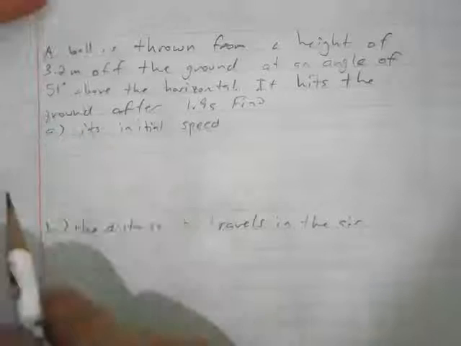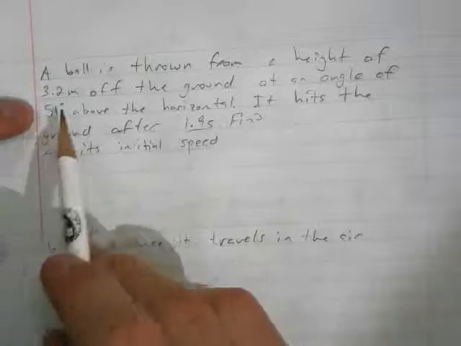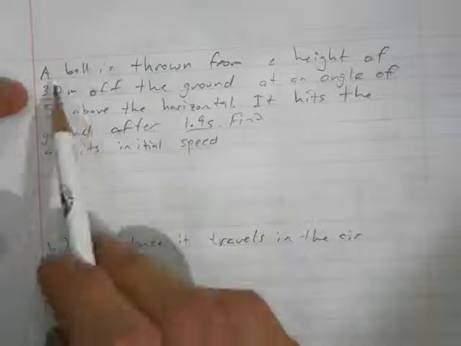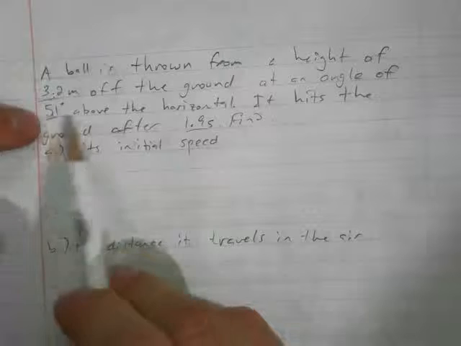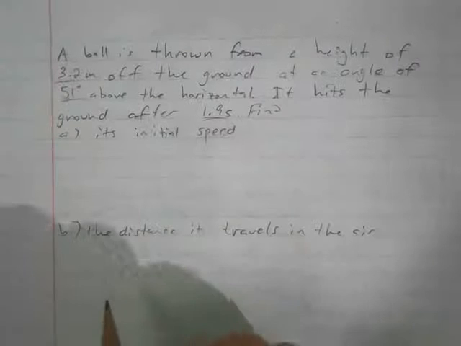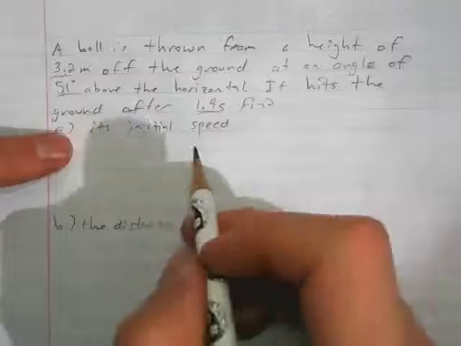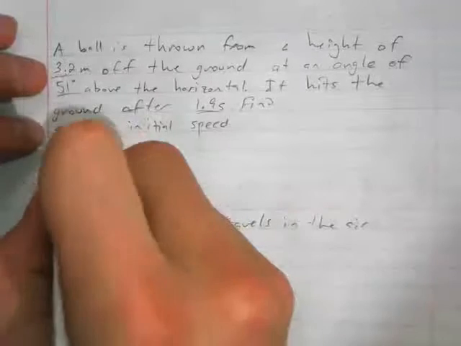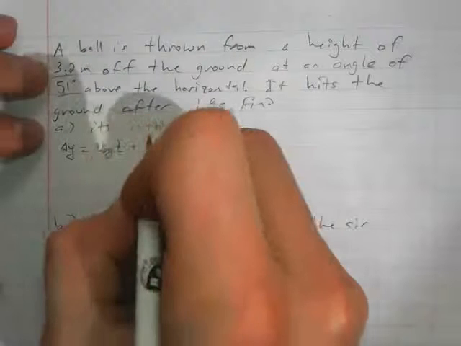So we want to know the initial speed. We know the time, we know the initial height, so we know the delta y, we know theta, the angle, and we know the time. Of course, we also know the acceleration, which is 9.8 meters per second squared downward. So if we want to find the initial speed, the simplest way is using the time-dependent equation in the y direction.